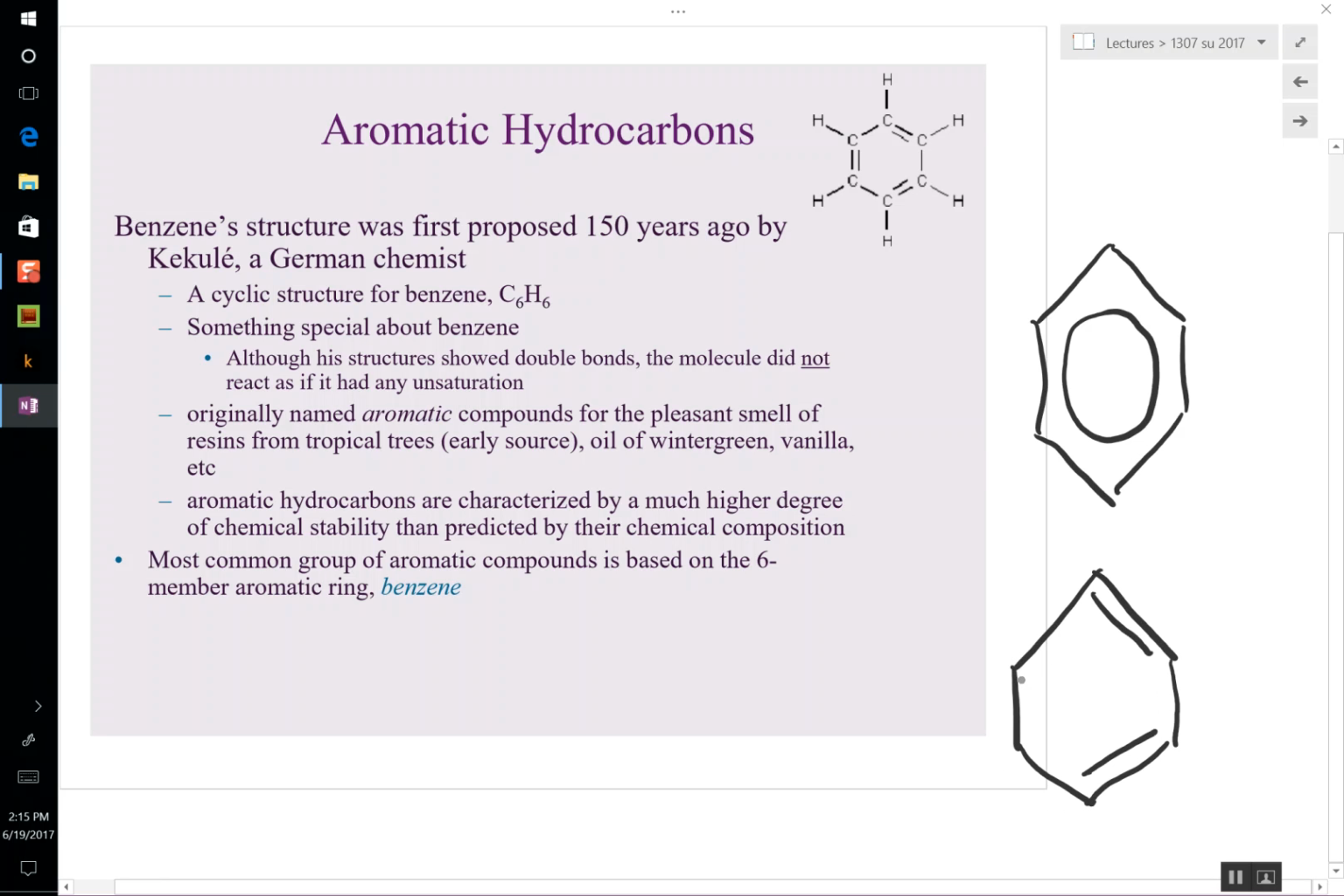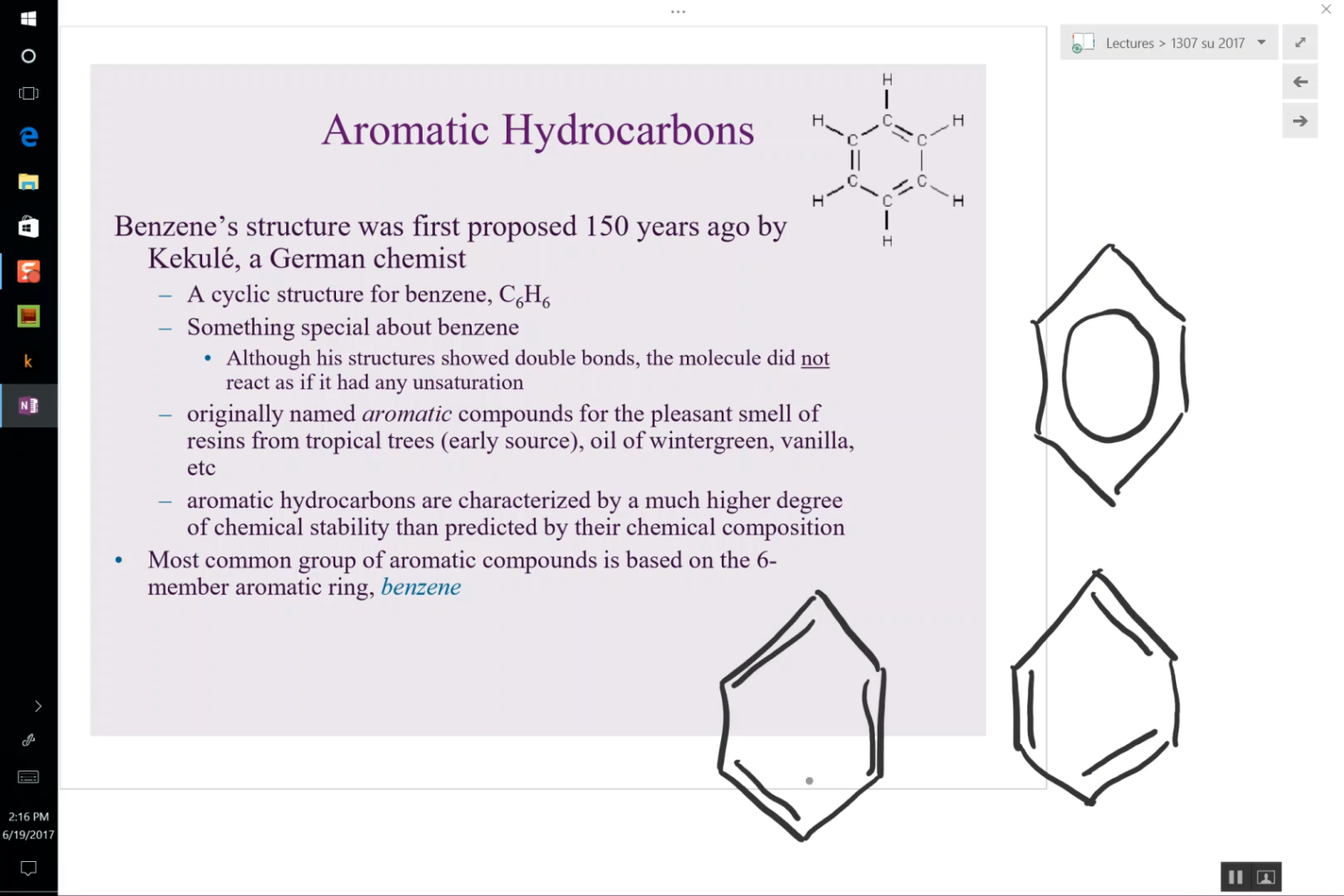These are identical. Or this. Doesn't matter where I put these double bonds, just as long as they're alternating. So all of those are equivalent drawings for benzene. This one here is probably the most common, what you'll see the most, because it's easiest to draw.